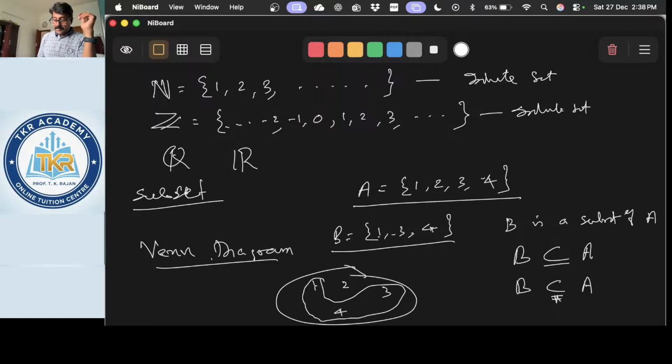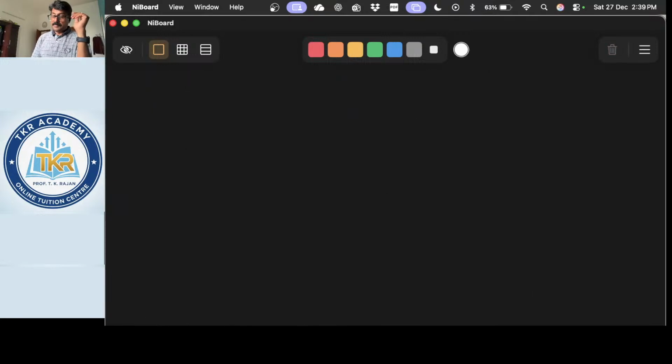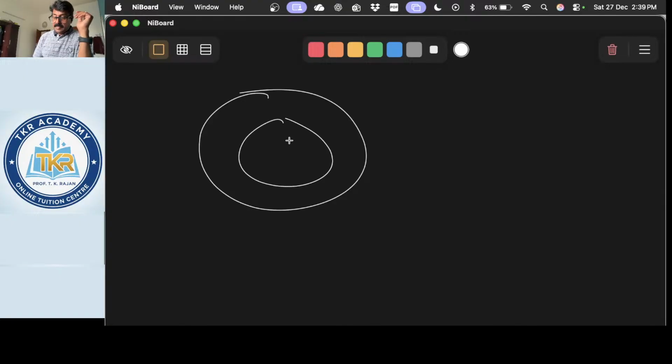Or you can first draw B, 1, 3, 4, then 2 is outside B but inside A. So this is the way we draw a Venn diagram. We will discuss in detail later what a Venn diagram is. So diagrammatically also we can write. All the objects in B are in A, then we say B is a subset of A. That is, if this is A and this is B, we say B is a subset of A, that is, every element of B is an element of A.